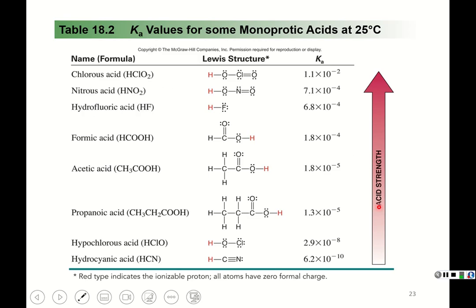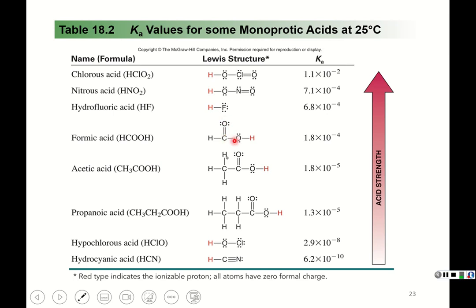And here are some Ka values for some weak acids, and their relative strengths are shown here with the weaker ones shown at the bottom and the stronger acids at the top. But again, these are all considered weak acids. So we have things like chlorous acid, HClO2, nitrous acid, HNO2, hydrofluoric acid, HF, and some of the organic acids like formic or acetic acid are shown here.